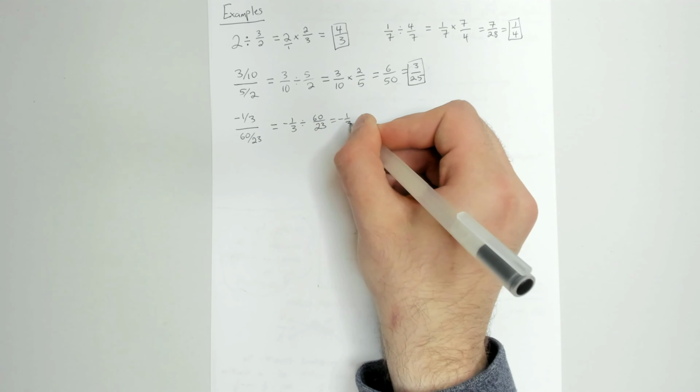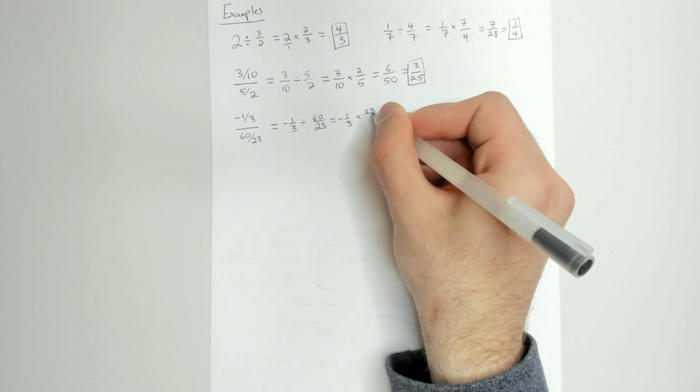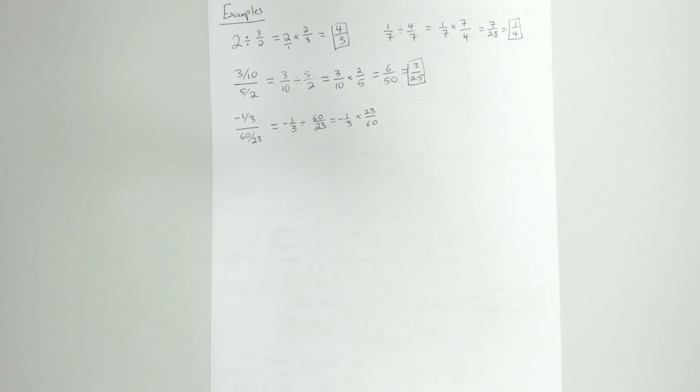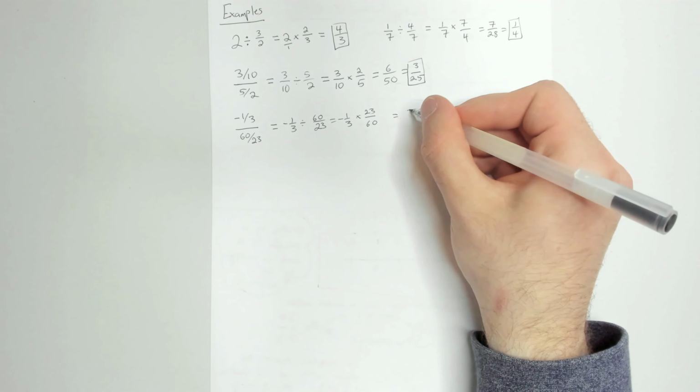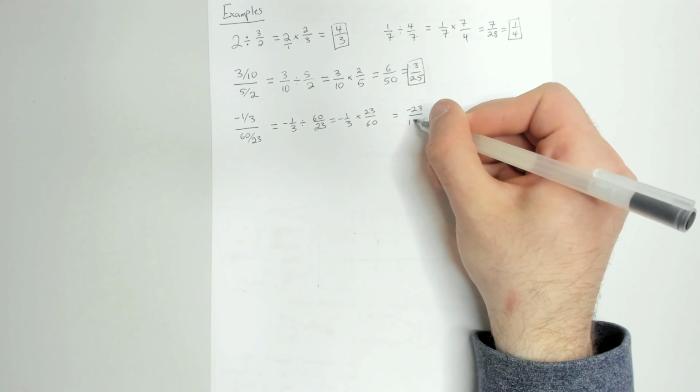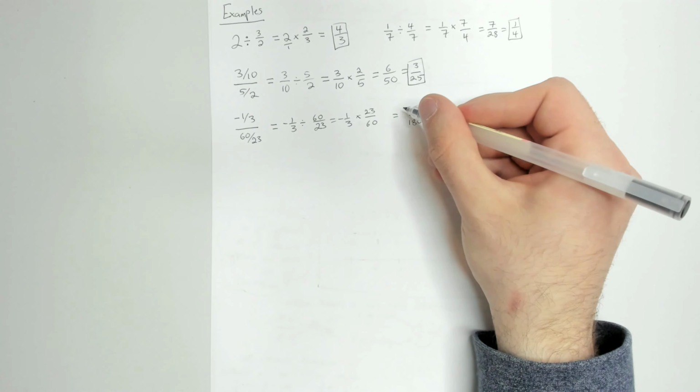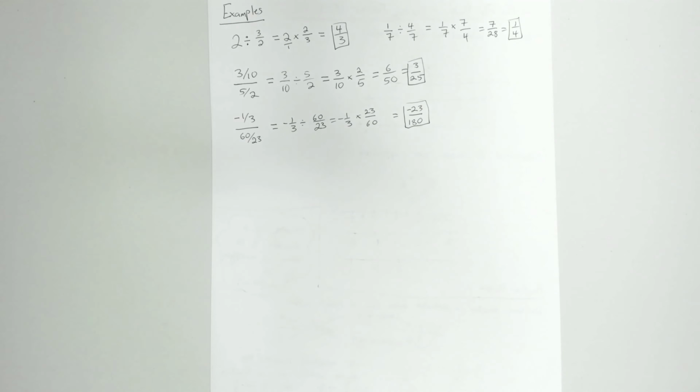So that's negative a third times 23 over 60. All right, now it's a familiar problem, right? We just have negative 23 over 180, and that is as simplified as that fraction is going to get.